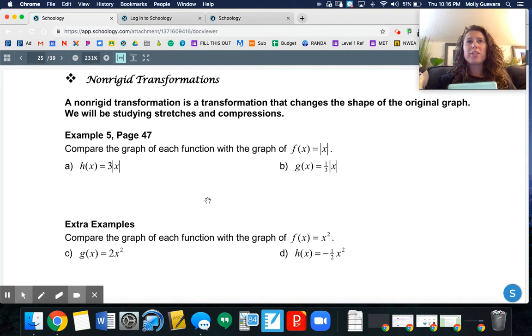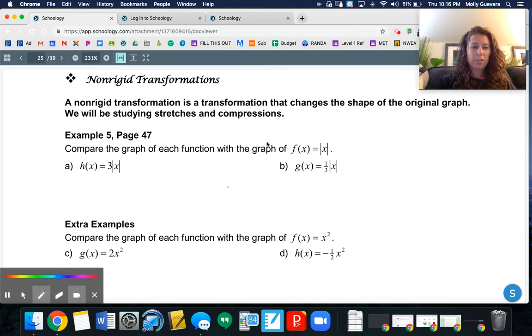So rigid transformations means that the shape doesn't change. It just moves right, left, or up, down. Okay, but the shape stays exactly the same. Non-rigid transformation now allows our parabola to become wider or more narrow, depending on the problem. So that's why this is a non-rigid transformation. It changes the shape of the original graph, and we look at it in terms of stretches and compression.